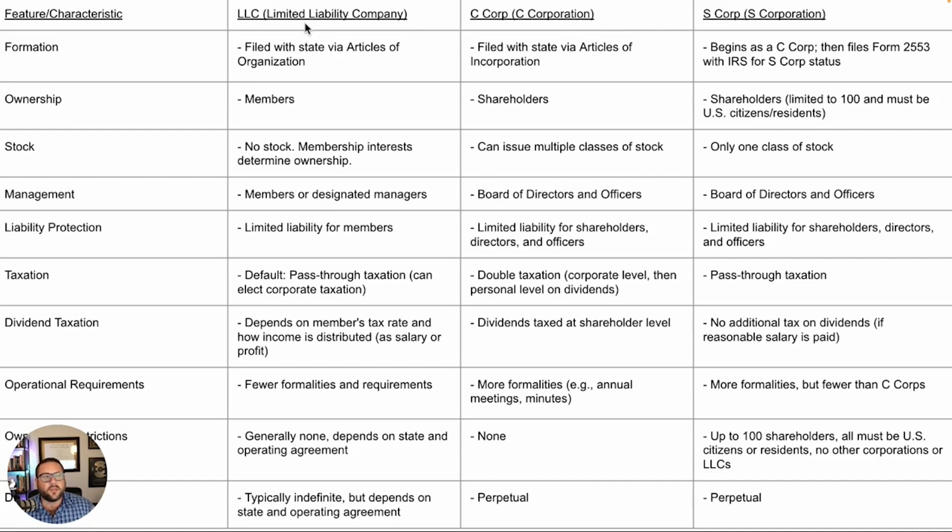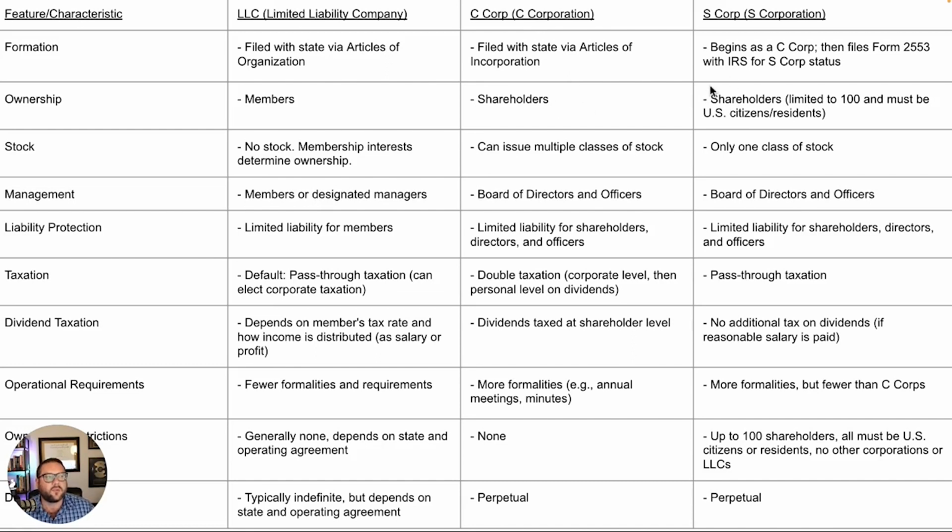And the important thing to realize is that basically for the formation of an LLC, it starts by filing a thing called the Articles of Organization. And then for a C Corp, you basically will also file Articles of Incorporation. So it's a little bit different. One's Articles of Organization, one's Articles of Incorporation.